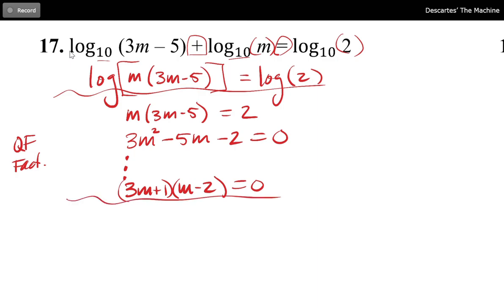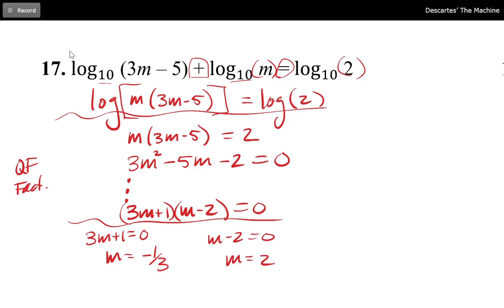Again, stop. New situation. 3m plus 1 is equal to 0. So if I subtract 1 and divide by 3, m is equal to negative 1/3. And then I get m minus 2 is equal to 0, so m is equal to 2. But I've got to check them both. If I put negative 1/3 up in here, it's going to give me a positive. That'll be a positive here in the first argument. Oh, but look right there. That argument there is just m. I wind up doing log base 10 of negative 1/3, and I cannot take the log of a negative number. So this is an extraneous solution.